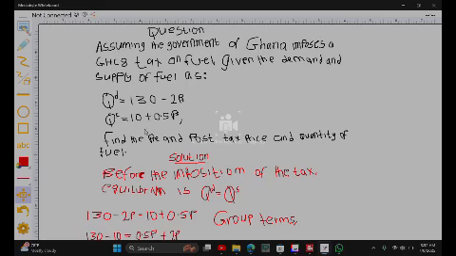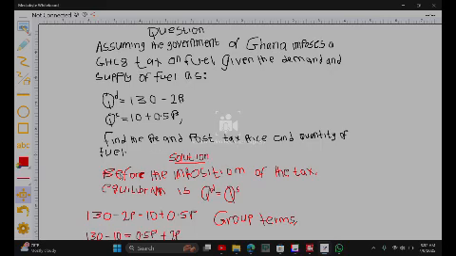So find the pre and the post-tax price and quantity of fuel. Okay. So what do I mean here? If I say pre and post-tax price and quantity of fuel, the pre simply means before, and the post simply means after. So what is the price and the quantity before the government imposes the tax on fuel? And what is the price and quantity after the government imposes the tax on fuel? Okay. So right now let's take our solution.